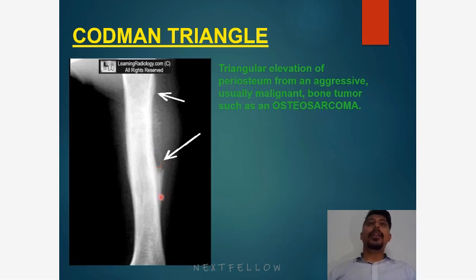Codman triangle. It is a triangular elevation of periosteum from an aggressive, usually malignant bone tumor such as osteosarcoma.